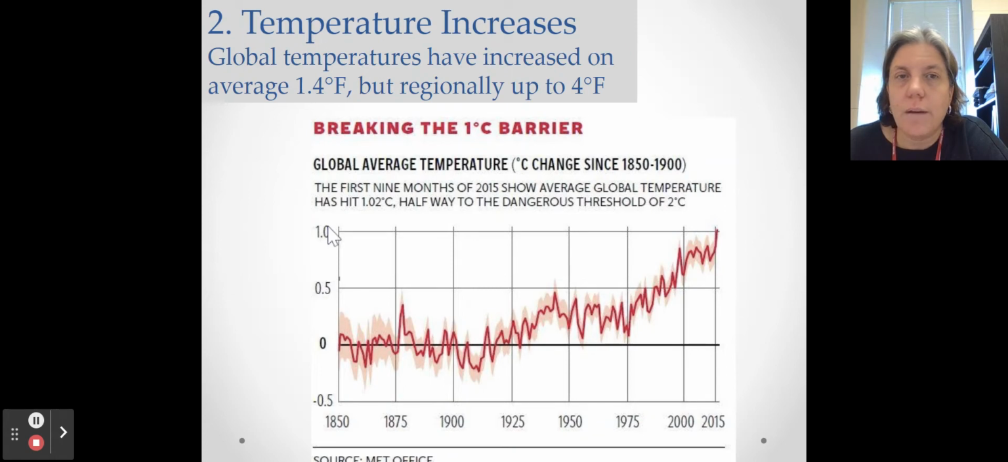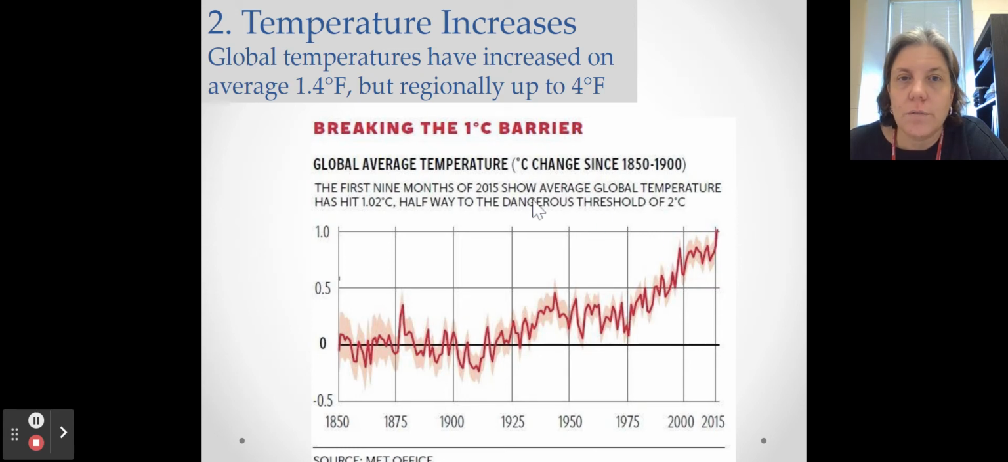Now, the second piece of evidence for climate change, for global warming, is that the temperature is actually going up. Global temperatures have increased on average 1.4 degrees Fahrenheit, but regionally up to 4 degrees. So there's a big deal here with breaking the 1 degree Celsius barrier. We don't want to raise the average temperature of the globe all that much. And if we break that 1 degree barrier, it's really kind of a big deal. So this is a graph showing 1850 to 2015, and you can see the temperature going up, and we have broken here that 1 degree barrier.